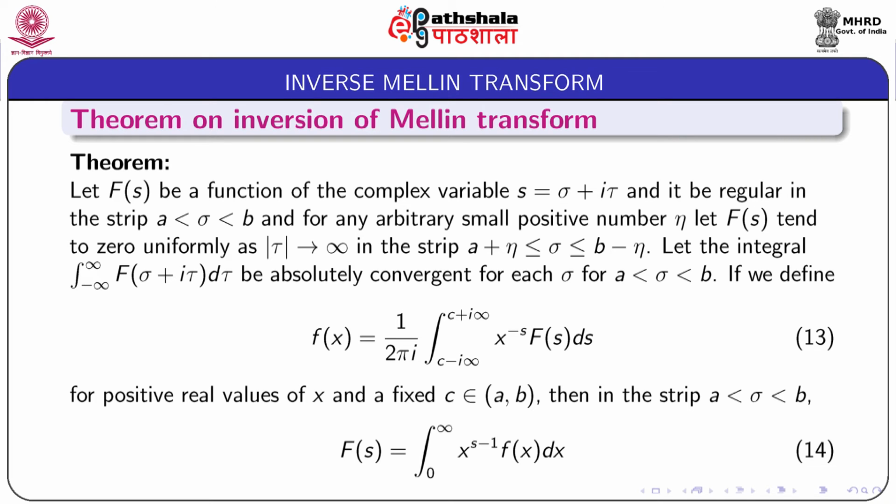If we define small f(x) equal to 1 by 2 pi i integral from c minus i infinity to c plus i infinity x to the power minus s capital F(s) ds as defined in equation 13 for positive real values of x and fixed c belonging to (a, b), then in the strip a less than sigma less than b, capital F(s) is given by integral from 0 to infinity x to the power s minus 1 f(x) dx as given in equation 14. This we have to prove.